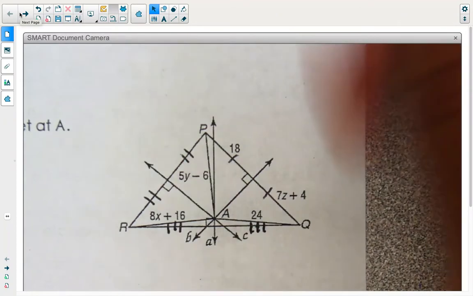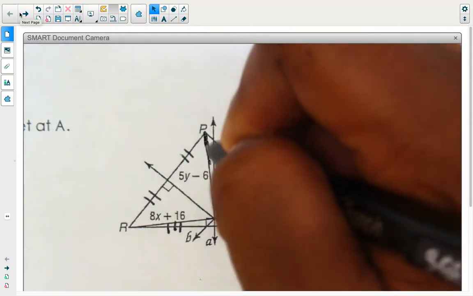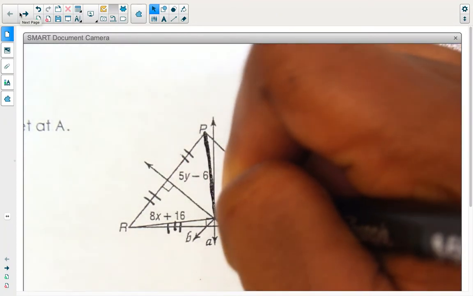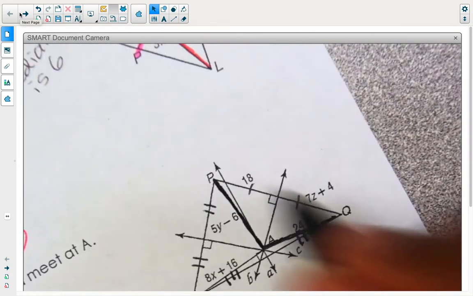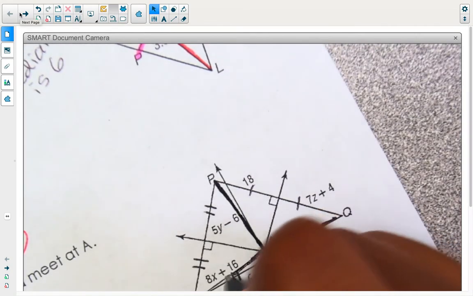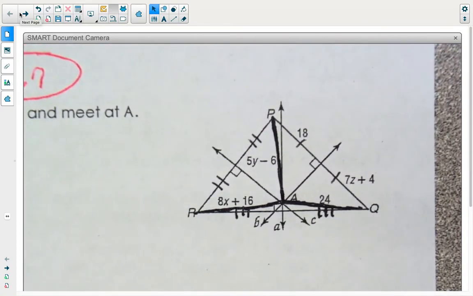Okay. And let me highlight this section here. Make this a little thicker. Make this a little thicker. And I'm going to make this a little thicker. So now this is what my picture looks like. So now I have found my circumcenter.